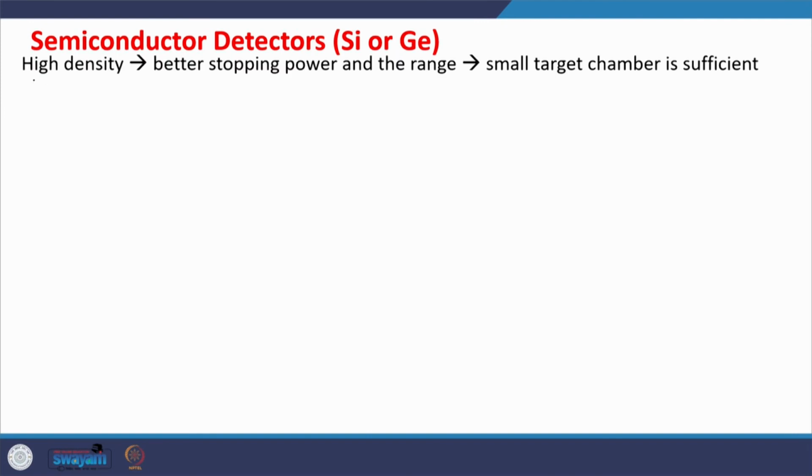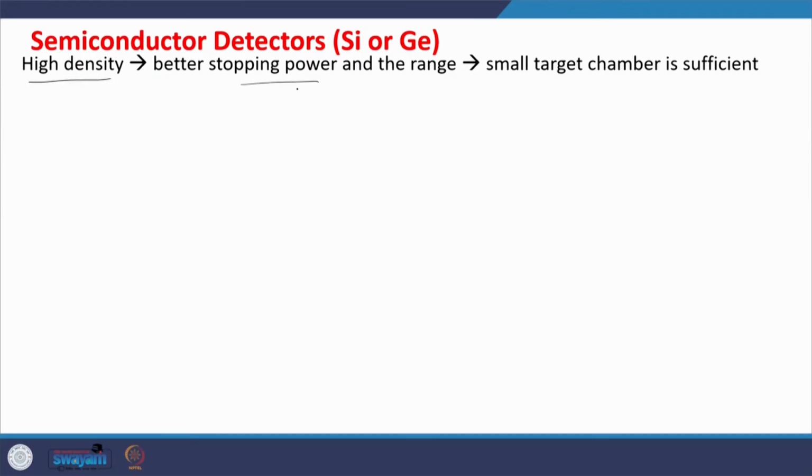So, the density is of course higher than the ionization chambers. So, I am comparing with now ionization chambers, gas filled detectors. Because of the high density, the stopping power is also good, that means dE by dx, the energy loss per unit length is also quite high. So, the range is very small. So, one can have small size detectors and there is a possibility to go for small target chamber.